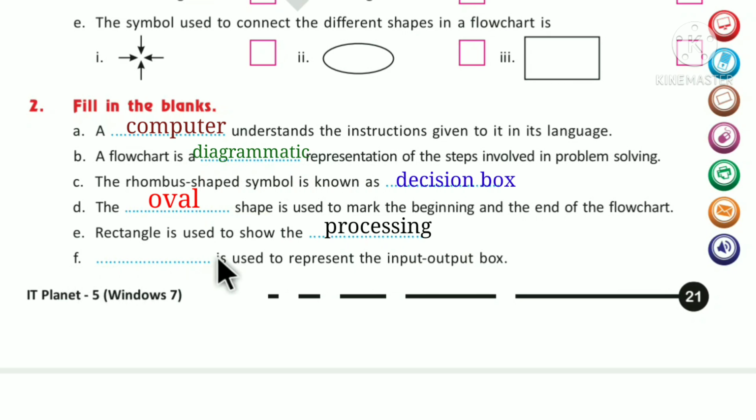F. Dash is used to represent the input-output box. Which is that? Parallelogram is used to represent the input-output box.